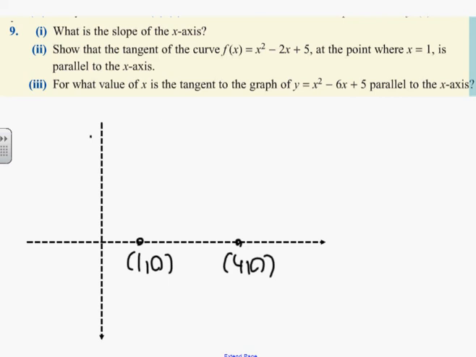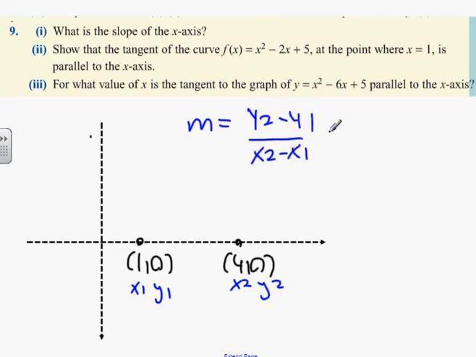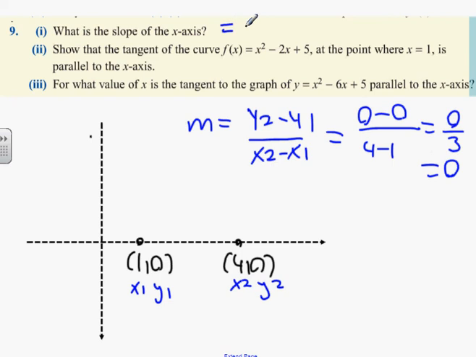Now let's prove it has no slope. In case you forget which one it is, you can do this in a test. You can say the slope formula is y2 minus y1 over x2 minus x1. It's 0 minus 0 all over 4 minus 1. What's 0 over 3? 0 over 3 is 0. So hence the slope of the x-axis is 0. Okay, there's nothing to it.